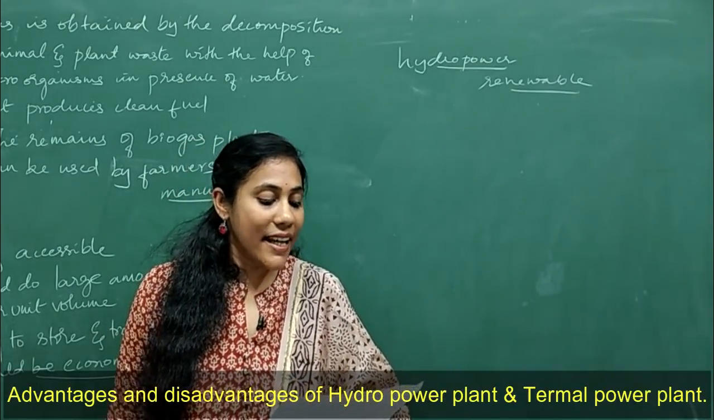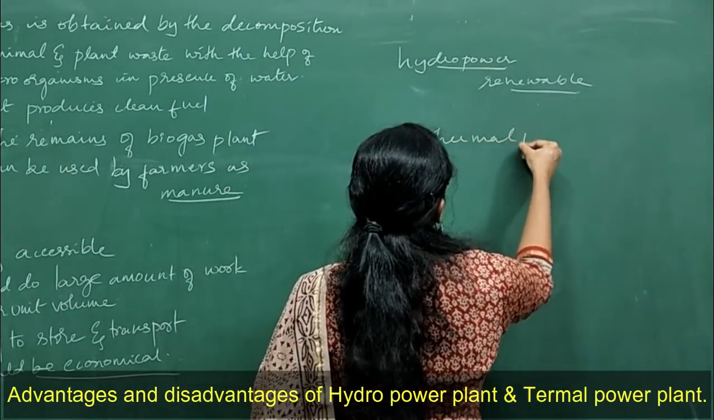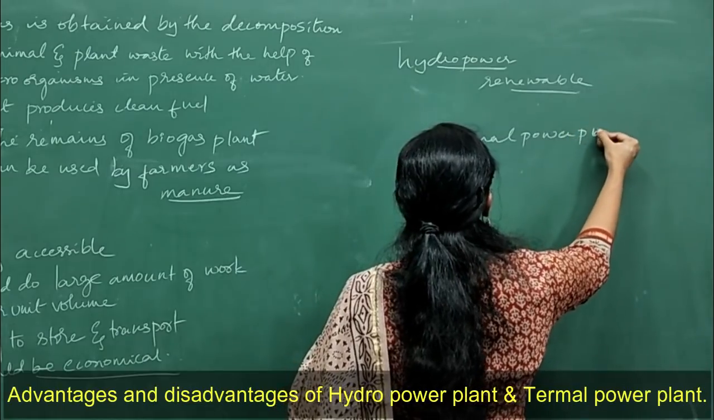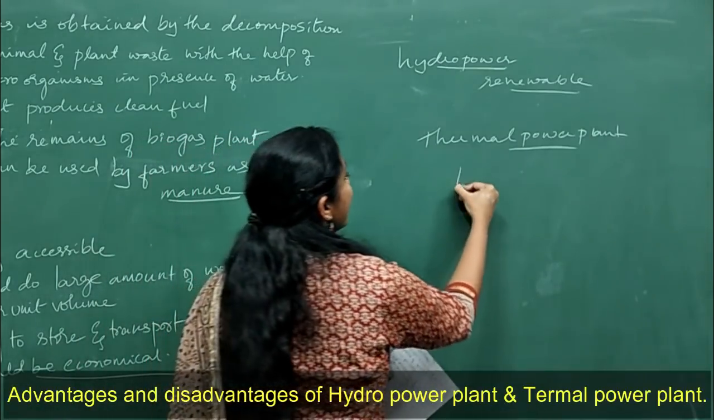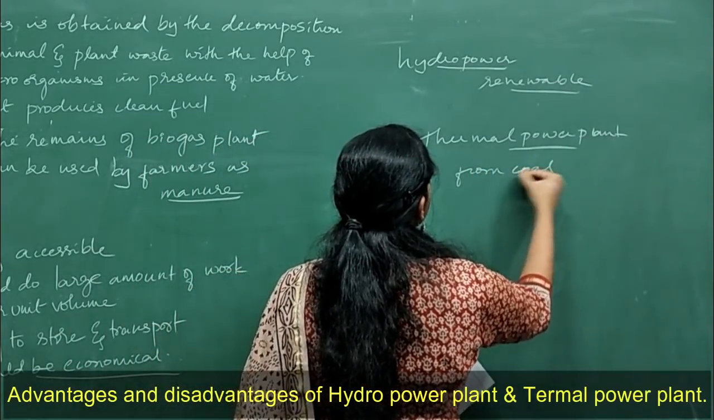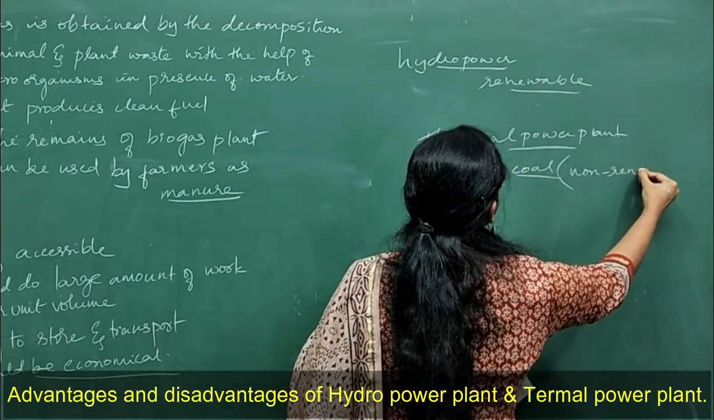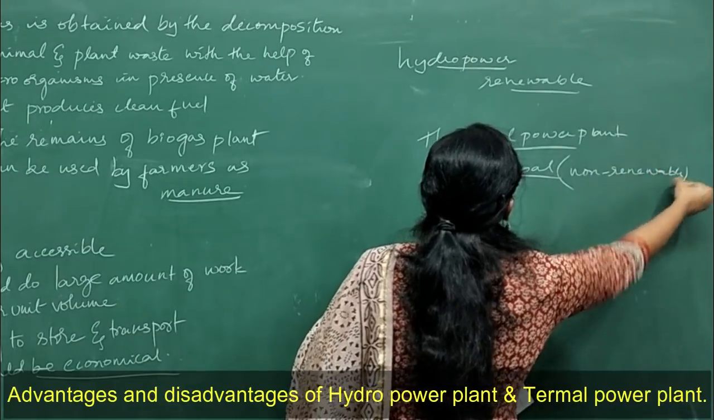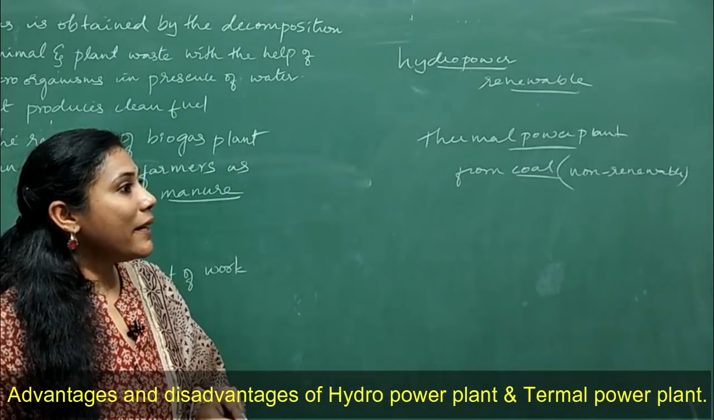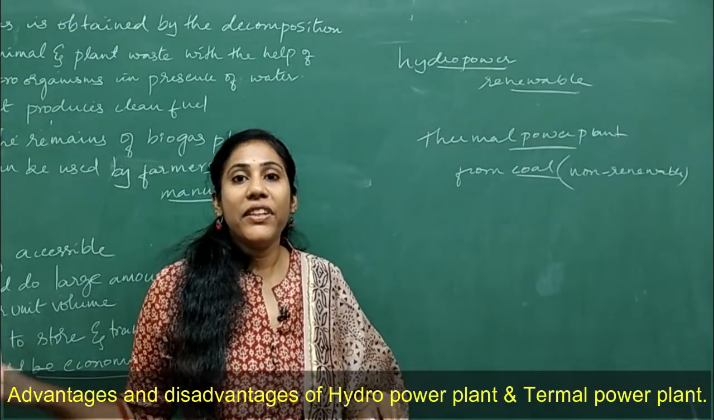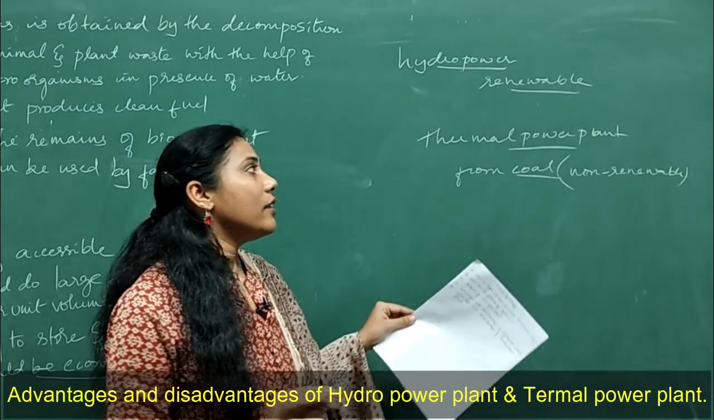Similarly, the next question is advantages and disadvantages of thermal power plant. Thermal power plant, right? See, here also, you generate electricity from coal. That is the main disadvantage, isn't it? From coal. Coal is a non-renewable source of energy, isn't it? Say, this is the major disadvantage. And coal mines are not available in every area. So wherever coal mines are there, there only you have to set up the thermal power plant.